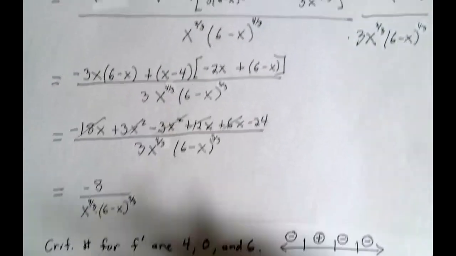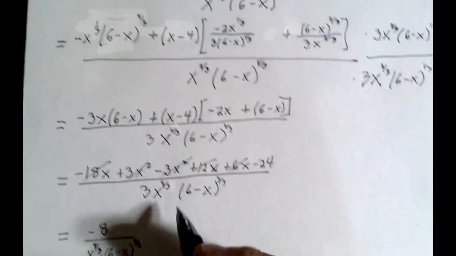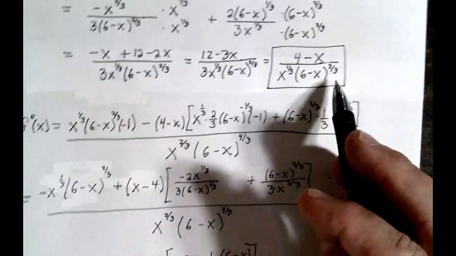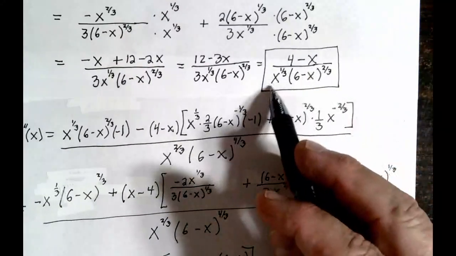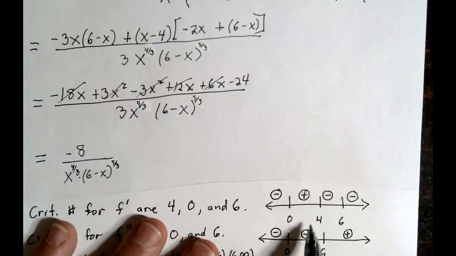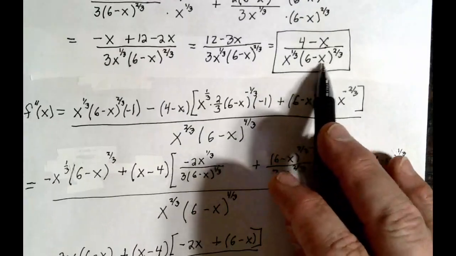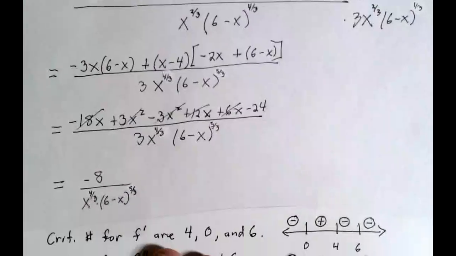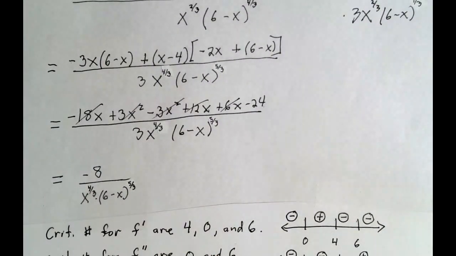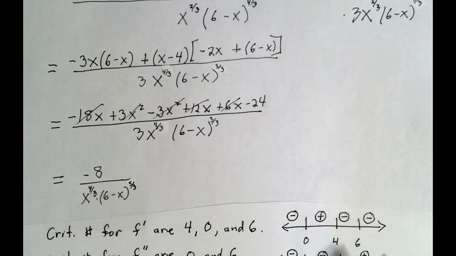Right? So now when you divide up your number line, you have to set each of these factors equal to 0, and here you're going to get 4, 0, and 6. And you divide up the number line, and you check each of these test values with the most factored form of the first derivative, and you get these numbers here. And we know what those mean for local max and local min, as well as increasing and decreasing.